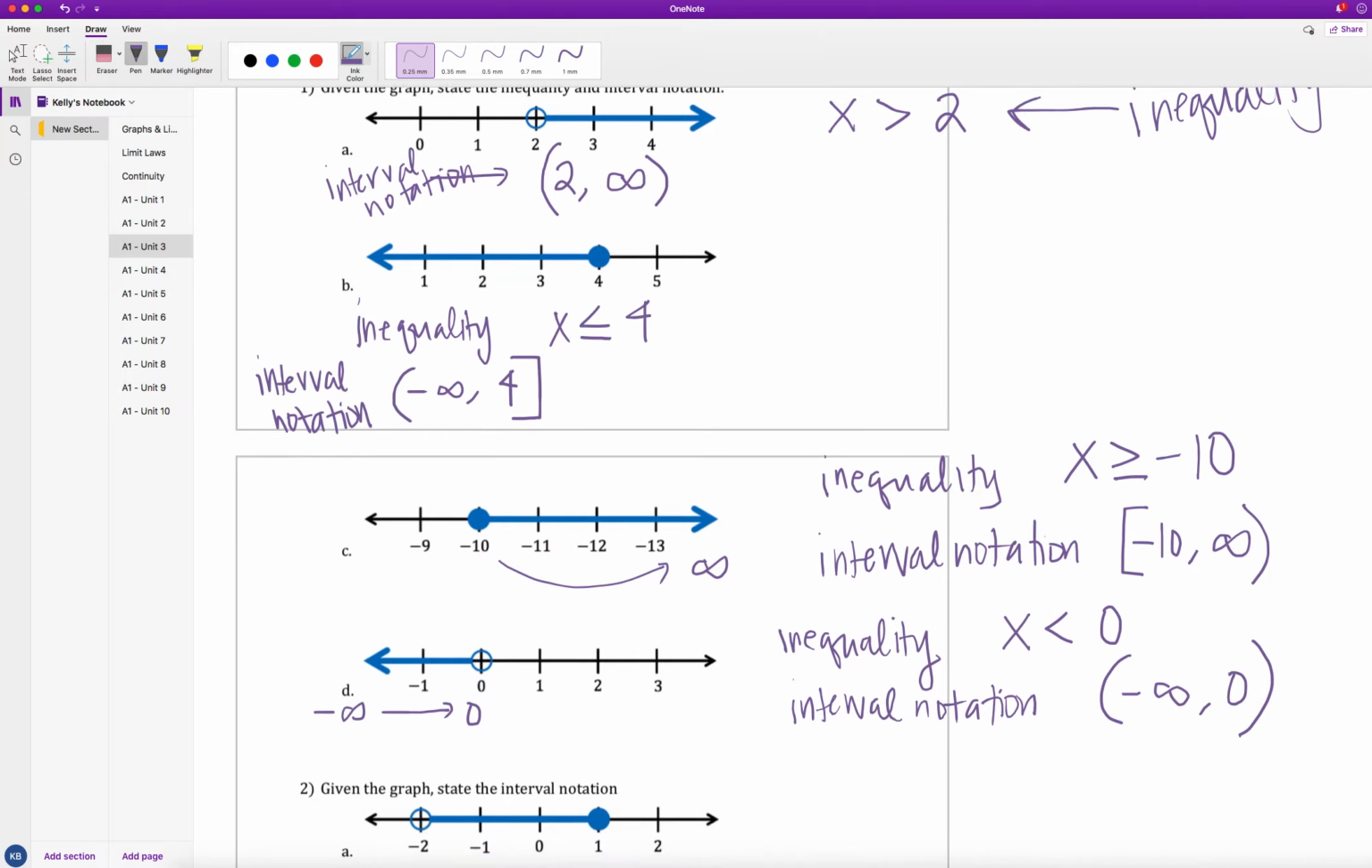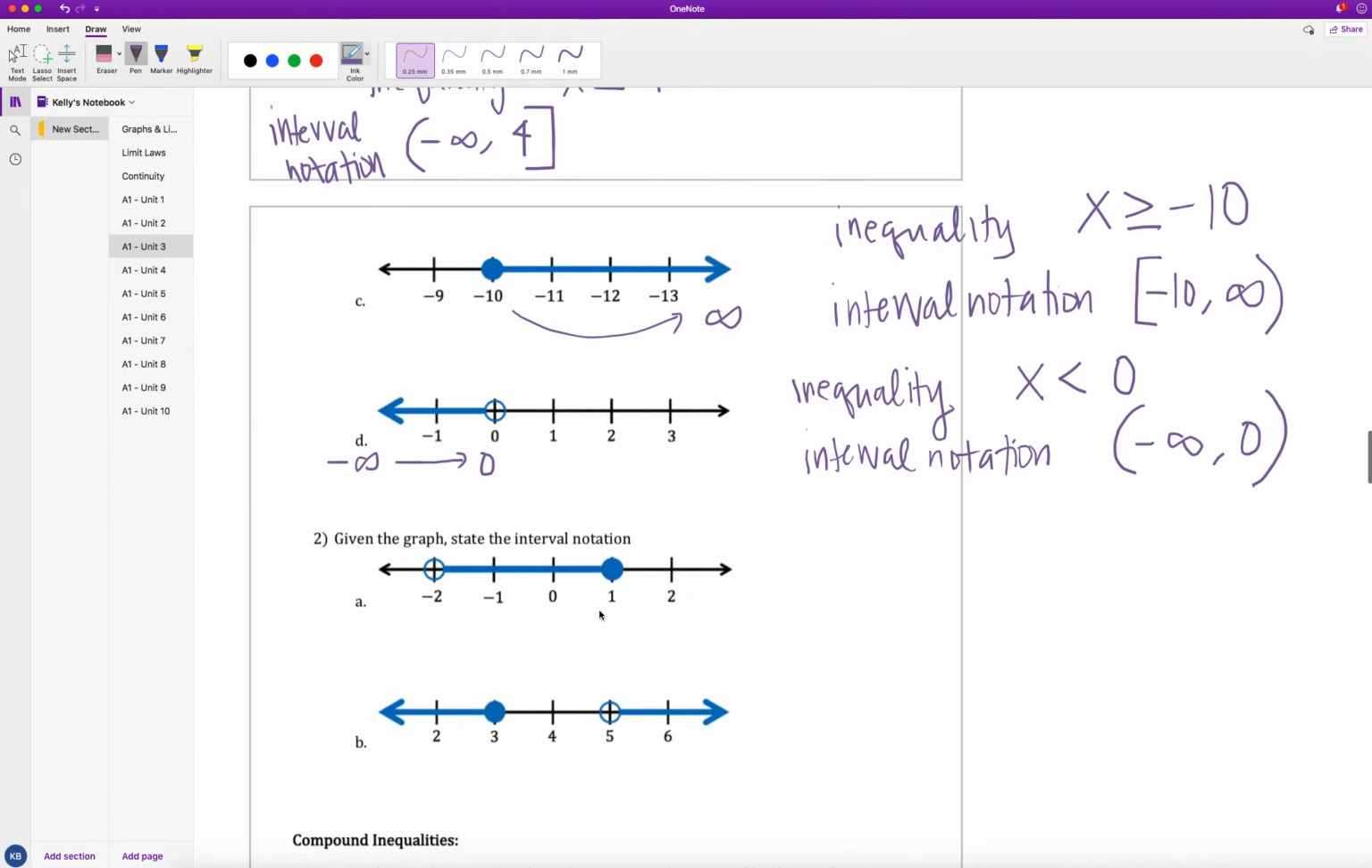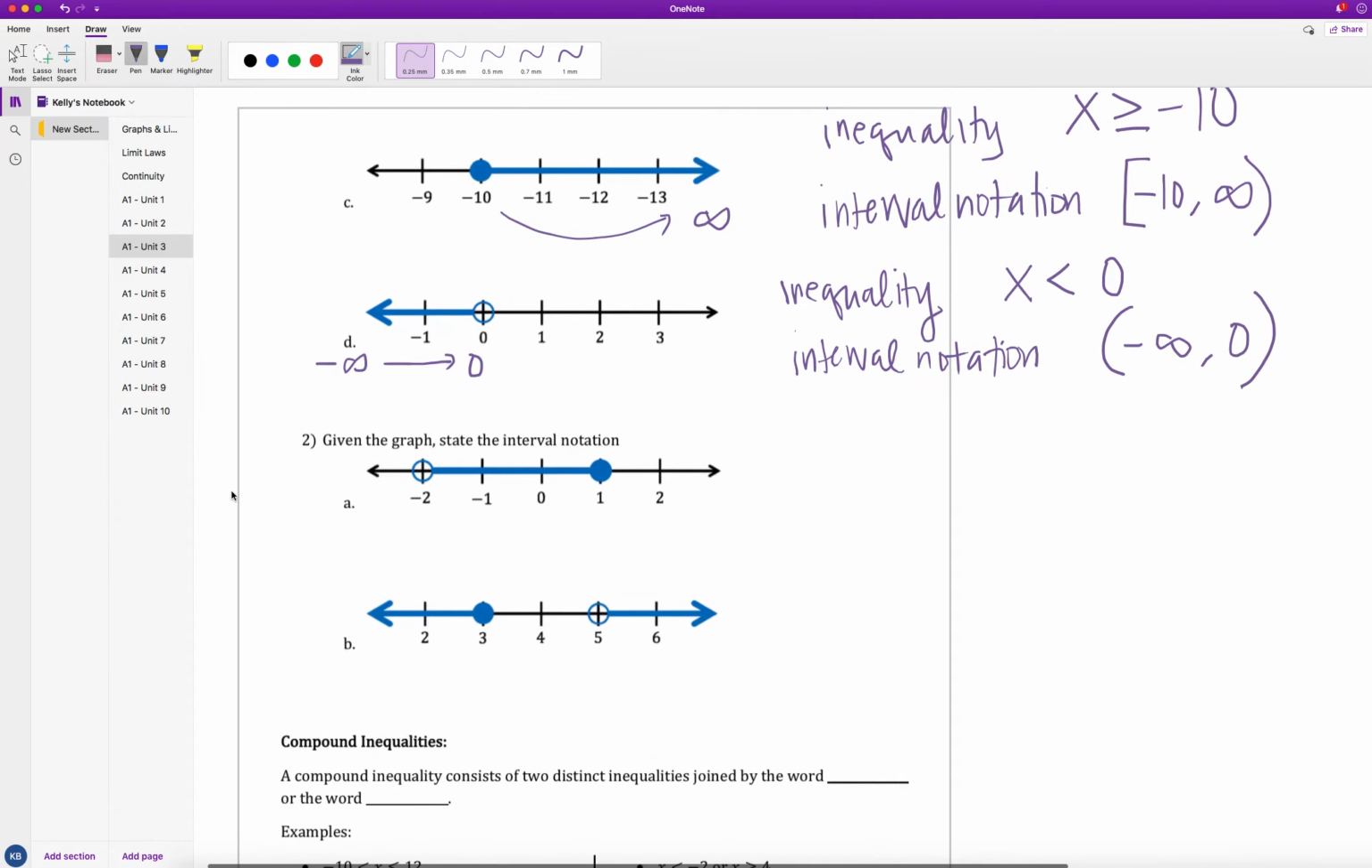Okay, let's look at 2 more graphs. So in example 2 here, we can see that we have graphs that look different than our prior 4 examples. So in each of these it says, given the graph, just state the interval notation. So we're not going to worry about the inequality right now because we actually haven't talked about those inequalities yet, and we will in a little bit, but let's just focus in on the interval notation here. So for our interval notation on this first graph, let's see what's going on. We have an open circle at -2. We are then shaded to the right, but then it stops at 1 with a closed circle.